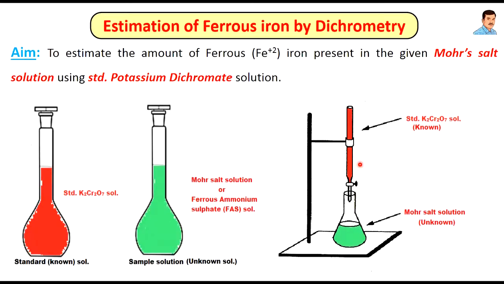Potassium dichromate solution is taken in a burette, and the other solution, Mohr's salt solution or sample solution, is taken into a conical flask, and these two are titrated. In this titration, Mohr's salt solution is the unknown solution and potassium dichromate solution is the standard solution or known solution.